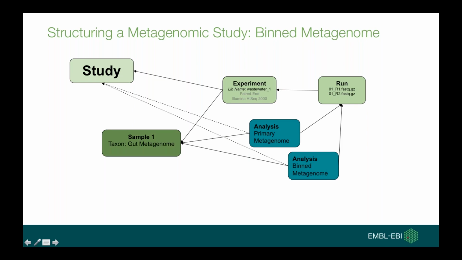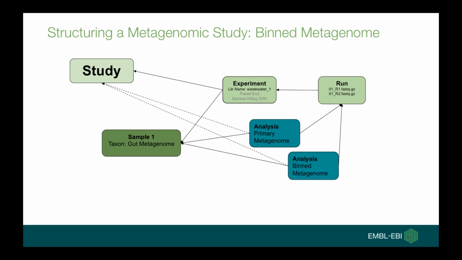The next thing up from there is a binned metagenome. Once again, it's contained within an analysis, and it points to the same things. It points to the run, to the study, and to the sample. So when people come and look at these things in the database later, it's going to be very clear how exactly they were made, because as well as that, the analysis is going to contain things like coverage and the program that you used to do the actual assembly.